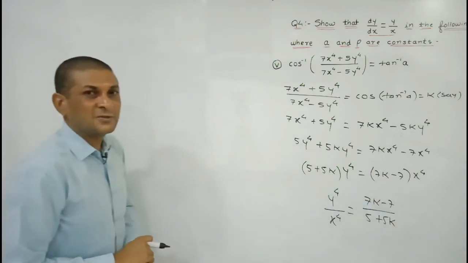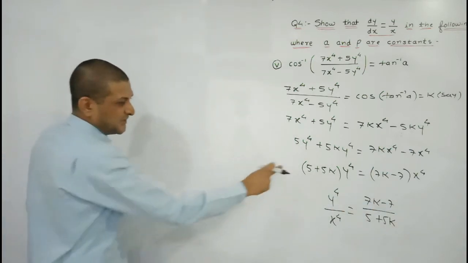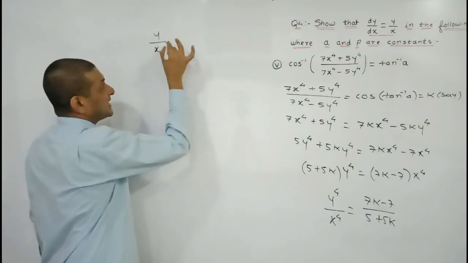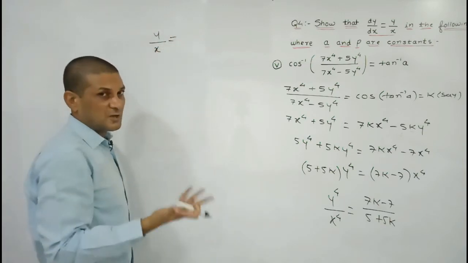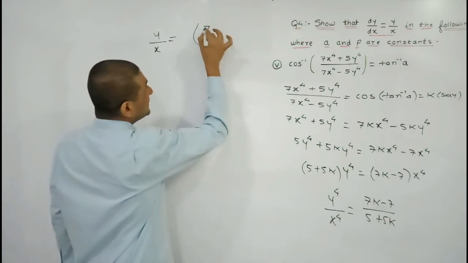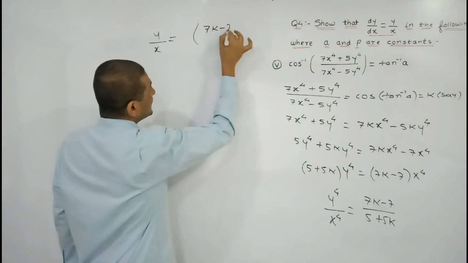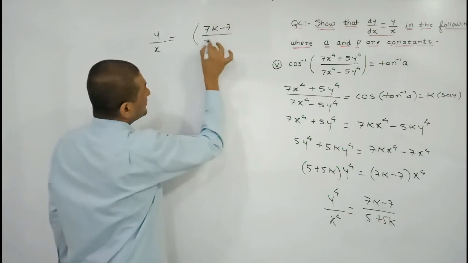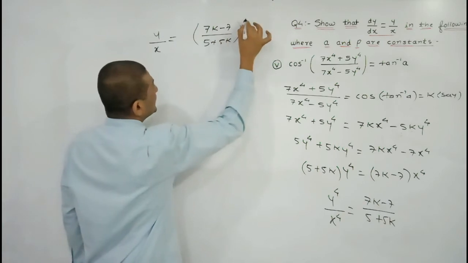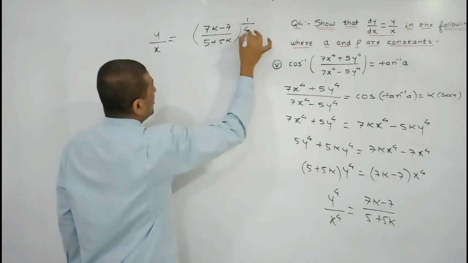That is, we have to take the fourth root on both sides. If I am taking the fourth root on the left hand side, the power 4 will get cancelled according to laws of exponents, laws of indices. And on the left hand side we will get 7k minus 7 divided by 5 plus 5k, fourth root. Just simply we have taken the fourth root on both sides.